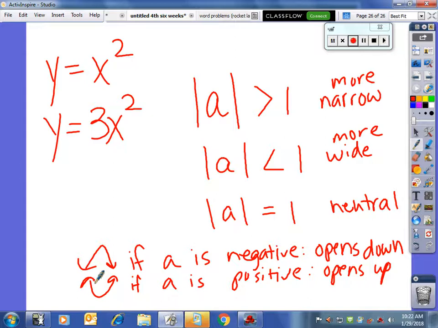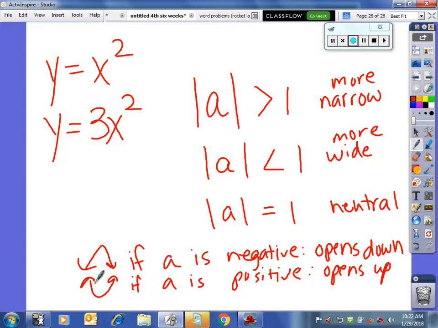So that's what a controls. That's one of the biggest transformations that you've got to know about. What does a do to a function? It makes it skinny or fat, and it makes it open up or down.